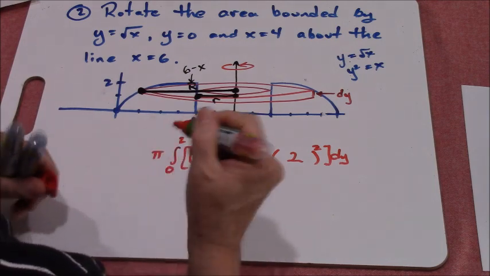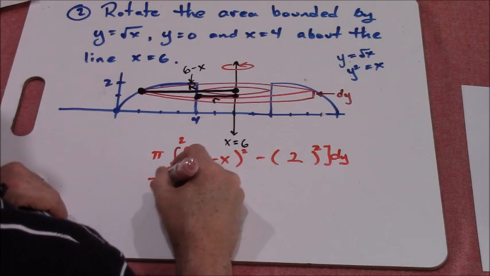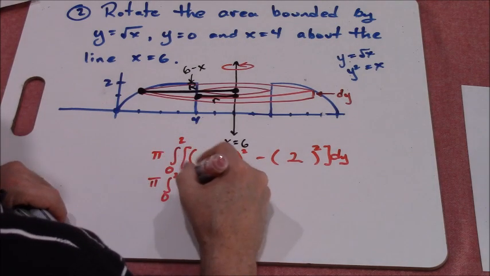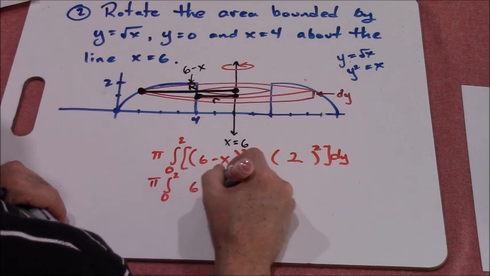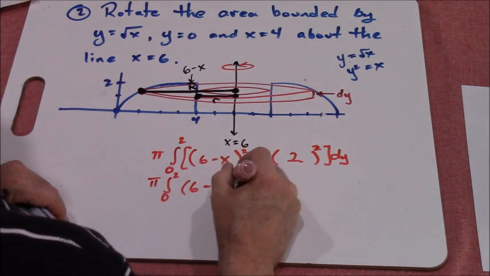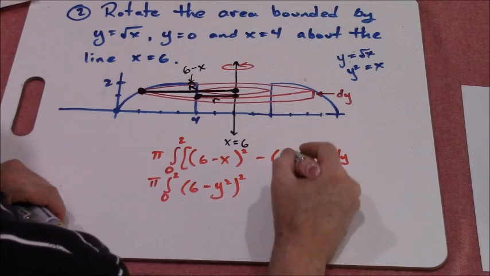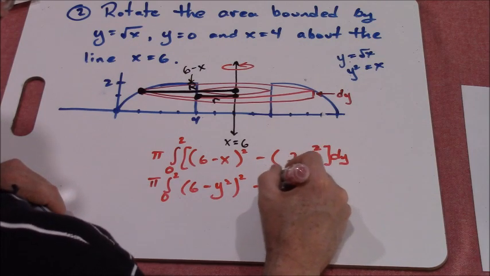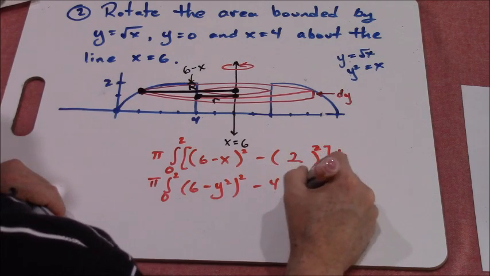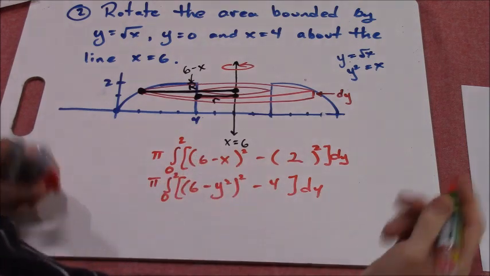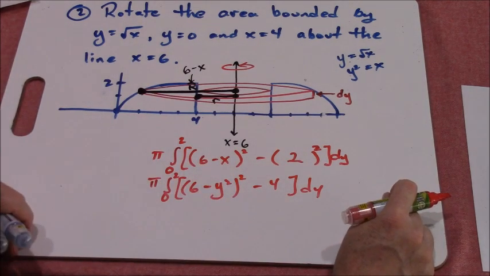So my integral now looks like this. I've got pi times the integral from 0 to 2 of (6 minus y squared), and I have to square that. I'll go ahead and just do this right now. Minus 4 dy. And now I've got an integral to solve.